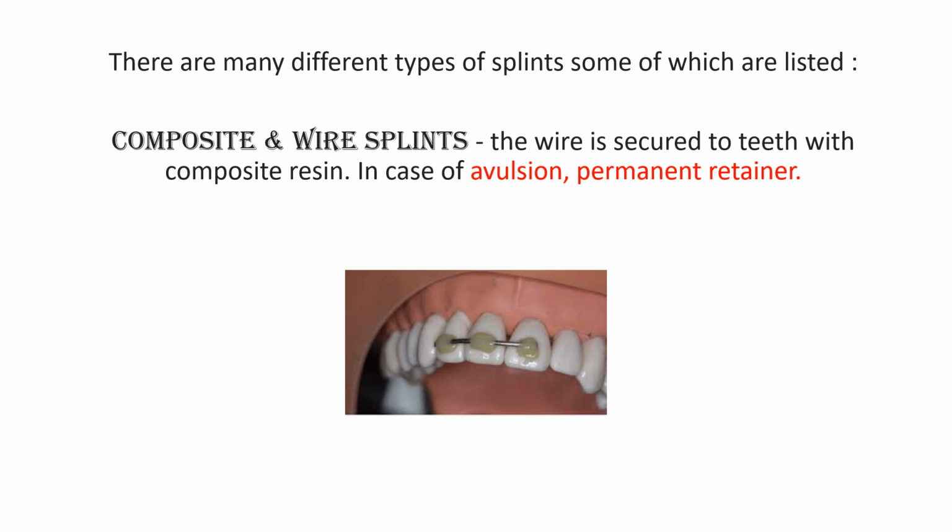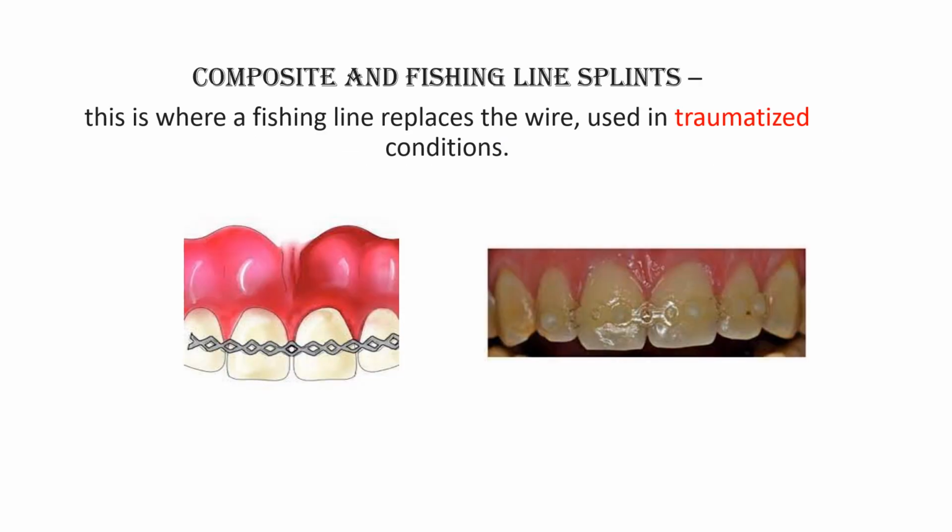Composite and wire splints. The wire is secured to teeth with composite resin. In case of avulsion, a permanent retainer. Composite and fishing line splints. This is where a fishing line replaces the wire, used in traumatized conditions.